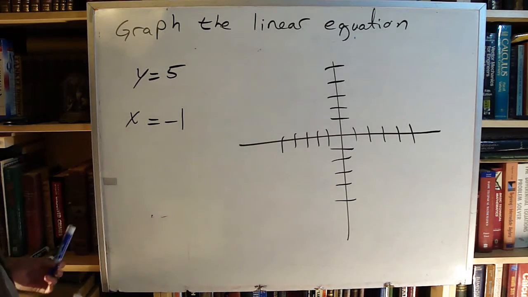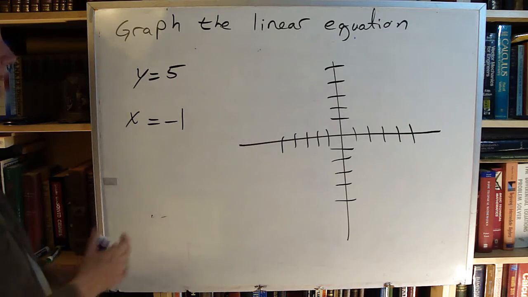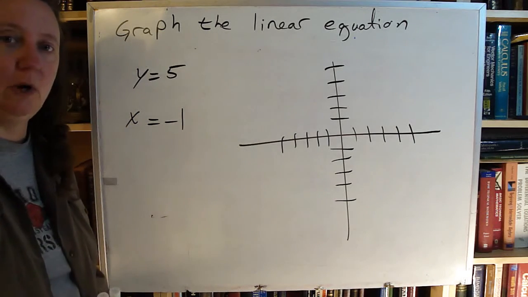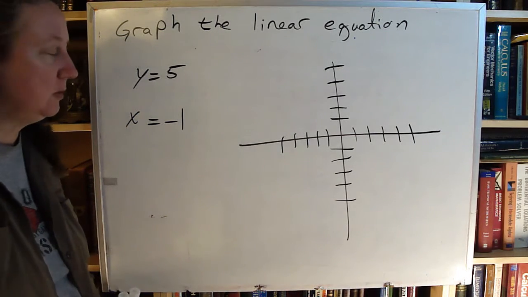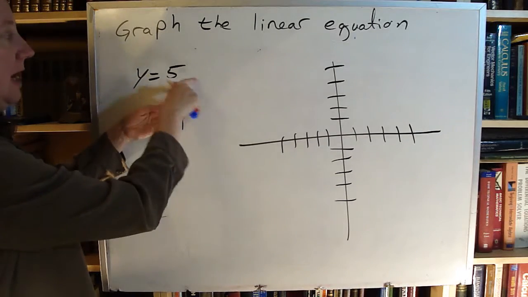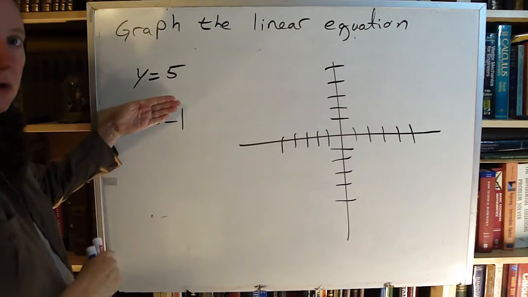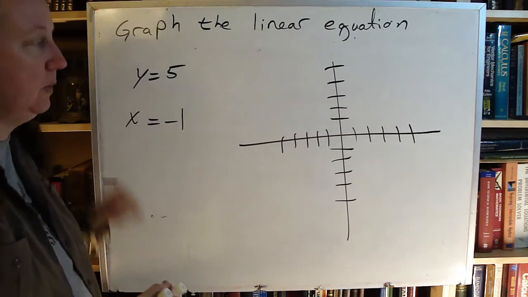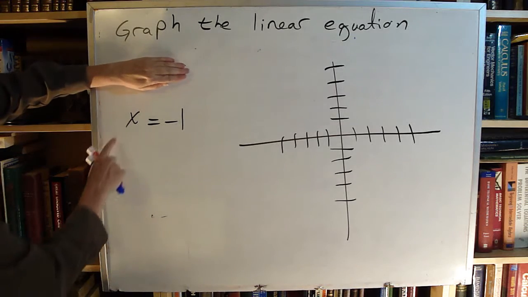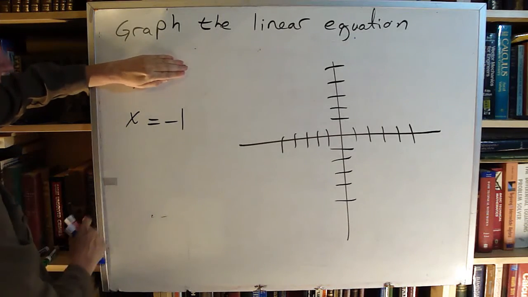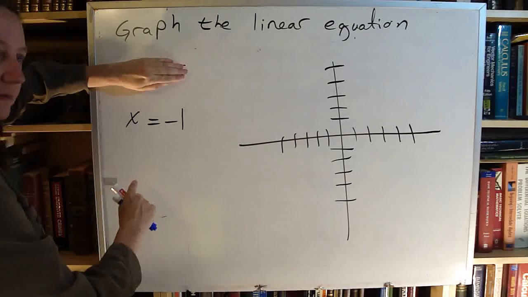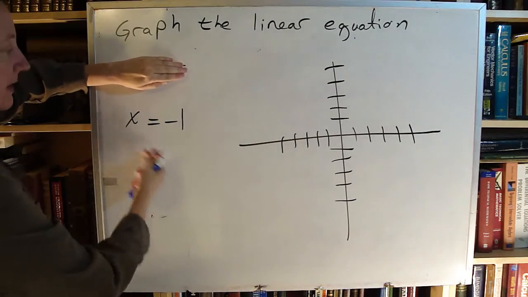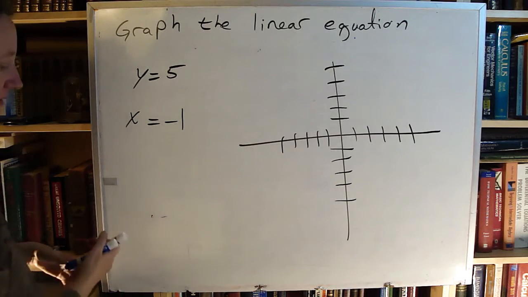Graph the linear equations. This is a linear equation, but it's only in one variable. I do not have an x in this problem at all. So therefore, this is a one variable linear equation. Down here for this one, x equals -1. There's no y in there. So therefore, we have a one variable linear equation.